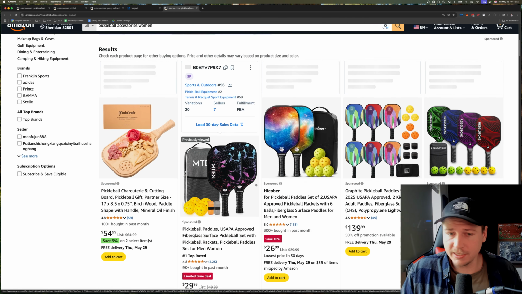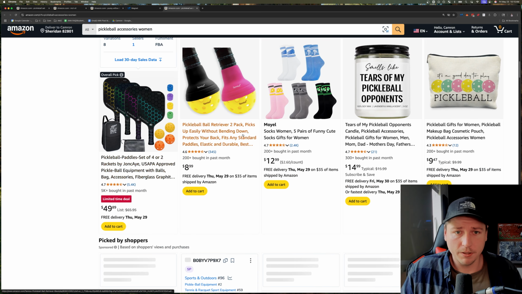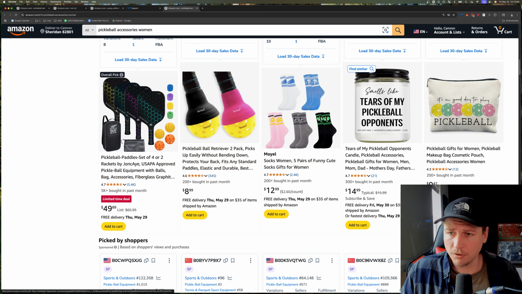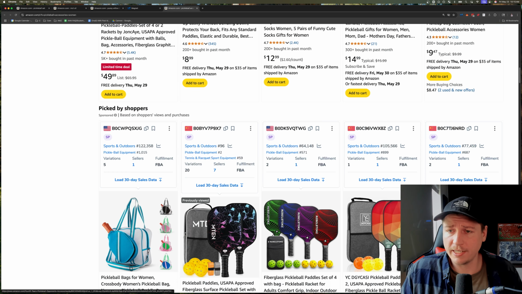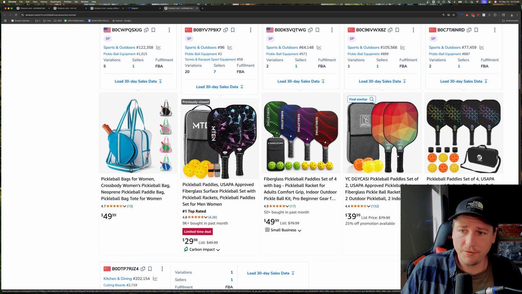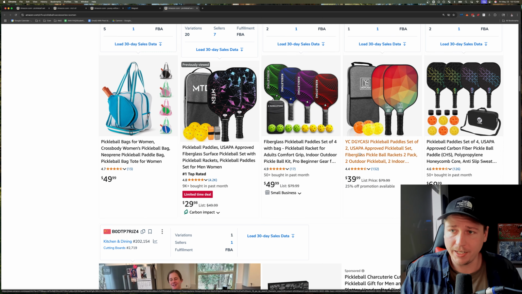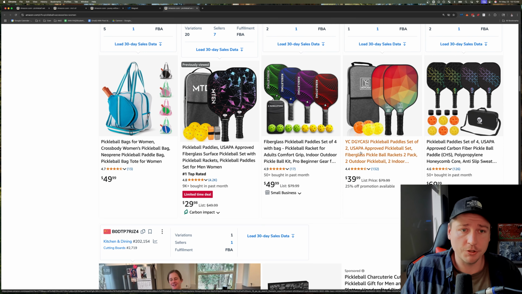And we see instantly pickleball accessories for women. We have this ball retriever, cool, some other stuff here, but we don't even see pink paddles here. We don't see anything tailored to women. So again, if this fits your passion as well as the data, instantly, I didn't expect to find something this intriguing right away.